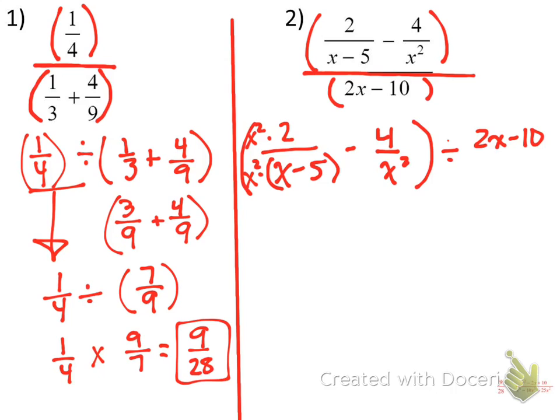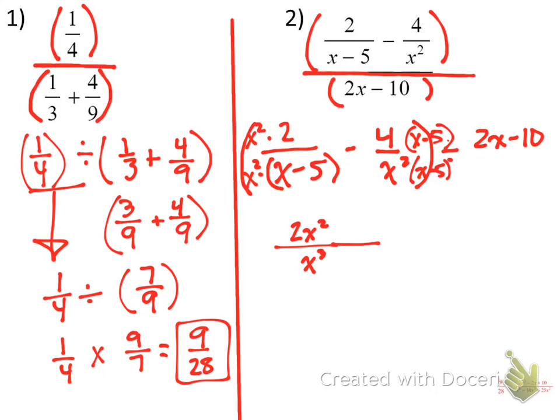And on this side, I'm going to multiply it times x minus 5, both numerator and denominator. So I'm going to multiply it out. So 2 times x squared is 2x squared. X squared times x is x cubed. So our common denominator is x cubed.